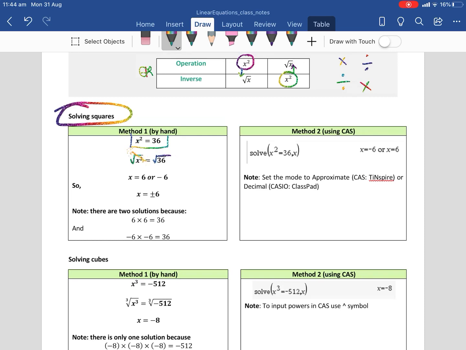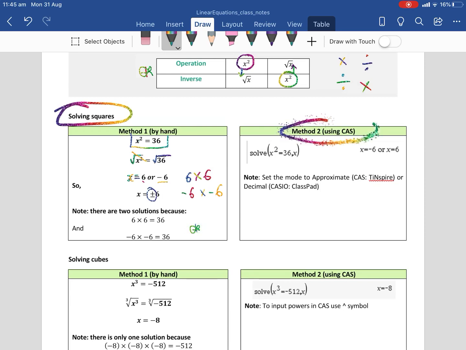That gets rid of each other, so you end up with x equals the square root of 36, which is 6 or negative 6. It's important because 6 times 6 is 36 and negative 6 times negative 6 is also 36. So it could be positive or negative, and that's what this little symbol here means, positive or negative. It does have a little note here about it anyway.